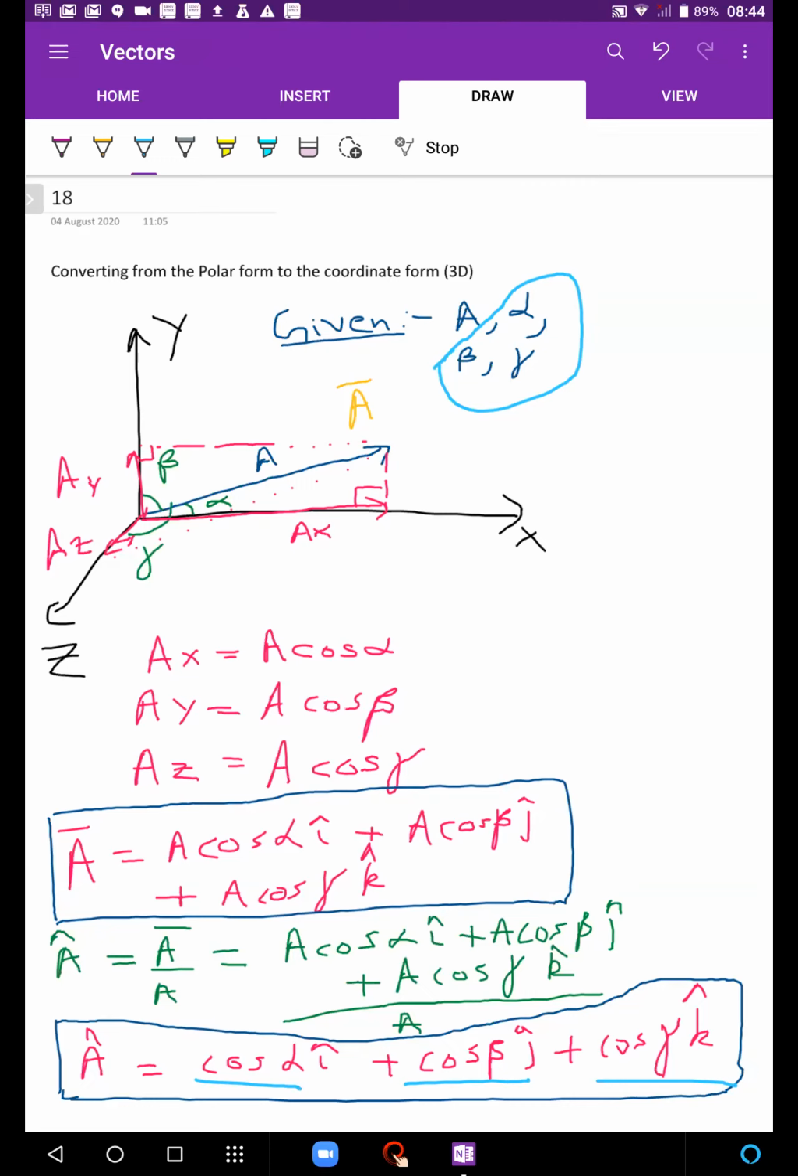Yes, Smriti Rupa, yes. See, so that's how you find that unit vector. Very simple. Cos of the angles written in i cap, j cap, and k cap. That is your unit vector. Simple, eh? Let me know if you have any more doubts.